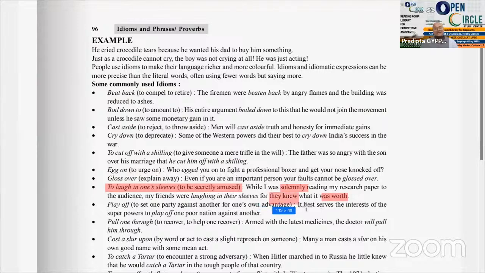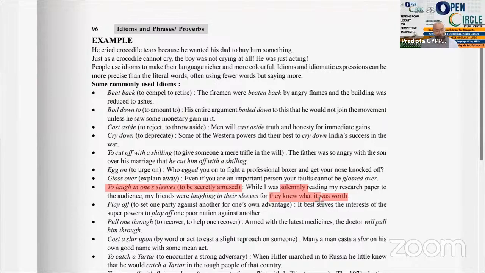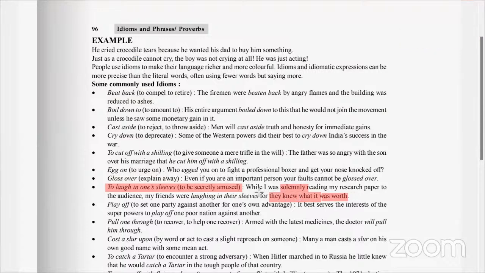उनको पता था कि वो कितने का है. Meaning, your friends know that you have done your research paper with the AI. Sir, they kept it a secret and were secretly laughing at him because they knew his secret, that he didn't make the research papers by his own.